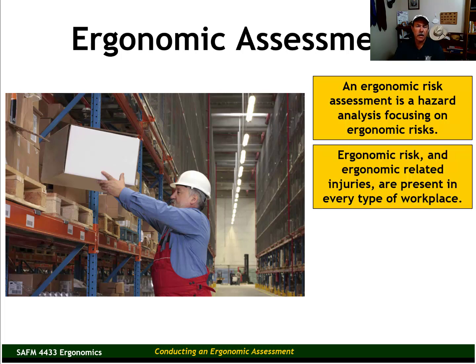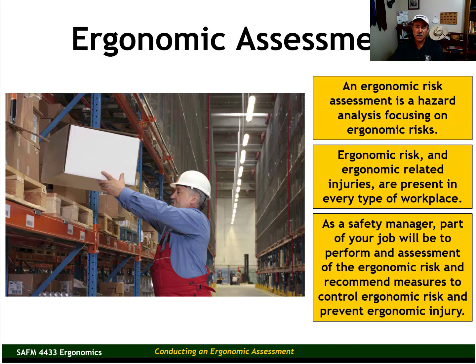There is ergonomic risk and ergonomic related injuries in every type of workplace, from offices to oil field work, from agriculture to construction. There's ergonomic risk in every workplace. And as we've already seen, 35% of injuries are ergonomics related, and it is also the most expensive type of injury in our country. So it's very important to conduct an ergonomic assessment. And as a safety manager, a big part of your job will be to identify the ergonomic risks and recommend measures to control those risks and prevent ergonomic injury.